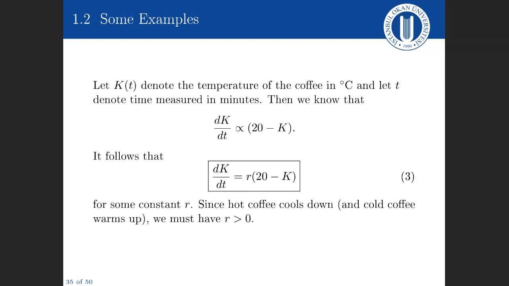First, we need variables and we need units. Let's suppose capital K of T is the temperature of the coffee in degrees centigrade. Let's suppose T denotes time, and let's suppose we're using minutes. Then, by Newton's law of cooling, we're told that the rate of change of the temperature of the coffee is proportional to the difference between the temperature of the room, that's 20 degrees, and the temperature of the coffee. Proportional means dK dT is equal to some constant r multiplied by 20 minus K.